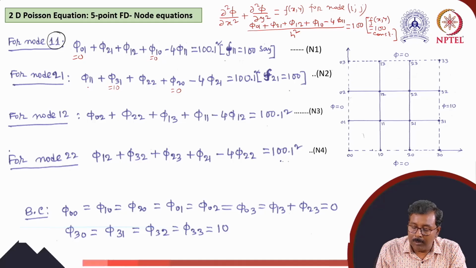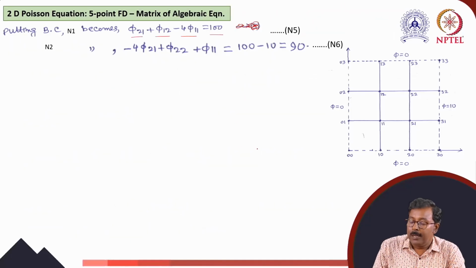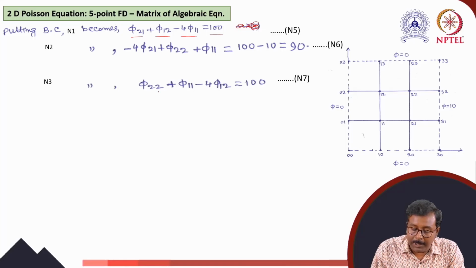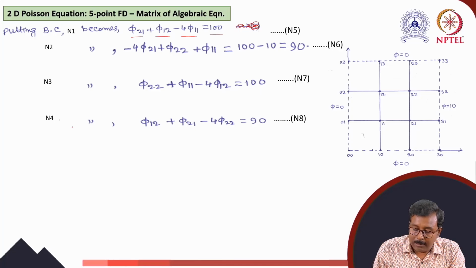So ultimately phi 1 1 plus phi 2 2 minus 4 phi 2 1 is equal to this right side, this is 100 minus 10, 90. In this way, for the third equation it becomes phi 2 2 plus phi 1 1 minus 4 phi 1 2 is equal to 100, and another equation, the fourth, will be coming like this. So you see that in these 4 sets of equations, the only unknowns are the interior node values. All the equations consist of these 4 interior node values.